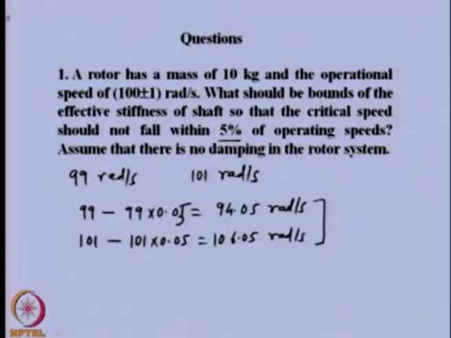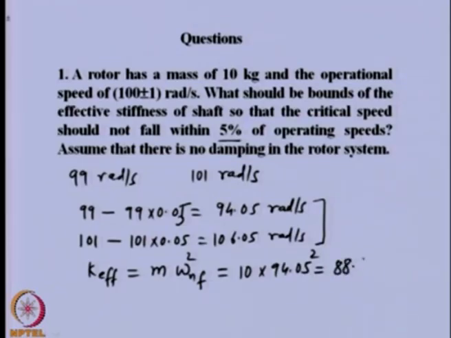So, the critical speed should not fall within this range. We need to design the stiffness such that the effective stiffness of the system is given by the natural frequency formula. From this we can see that the lower limit will give us 10 kg into 94.05 squared, which gives the stiffness as 88.45 kilonewton per meter.